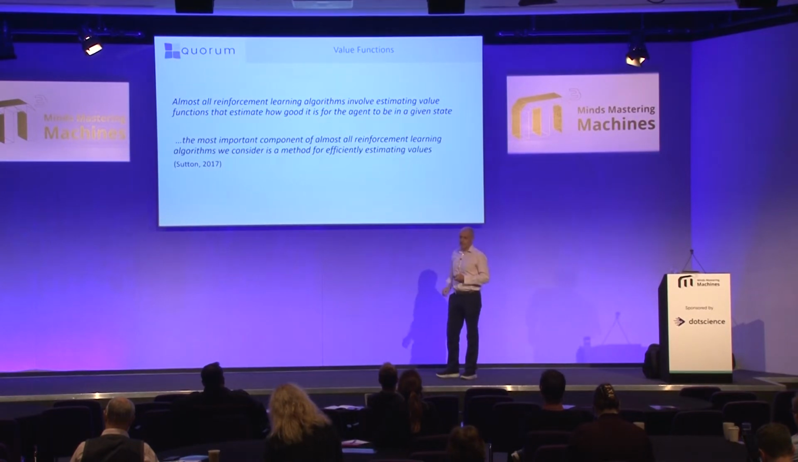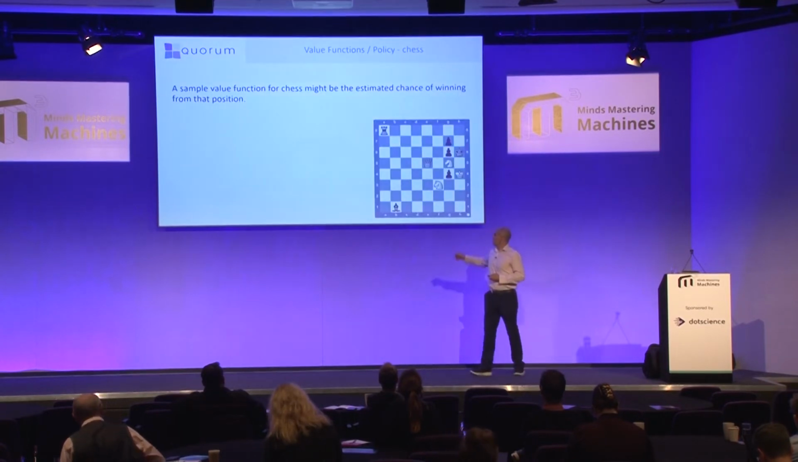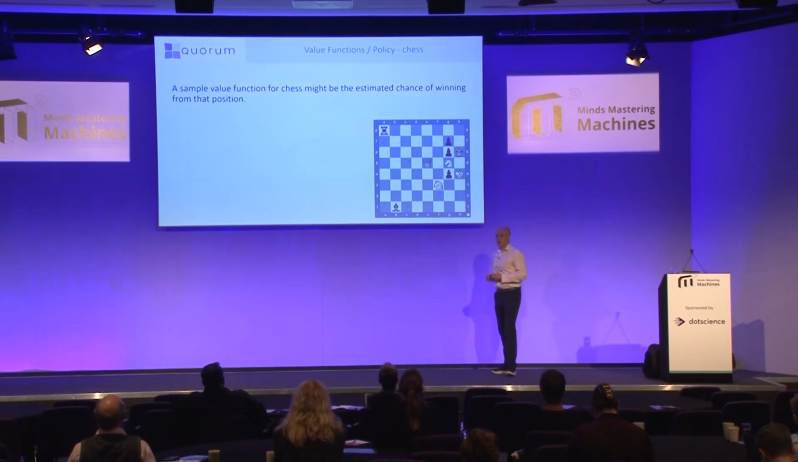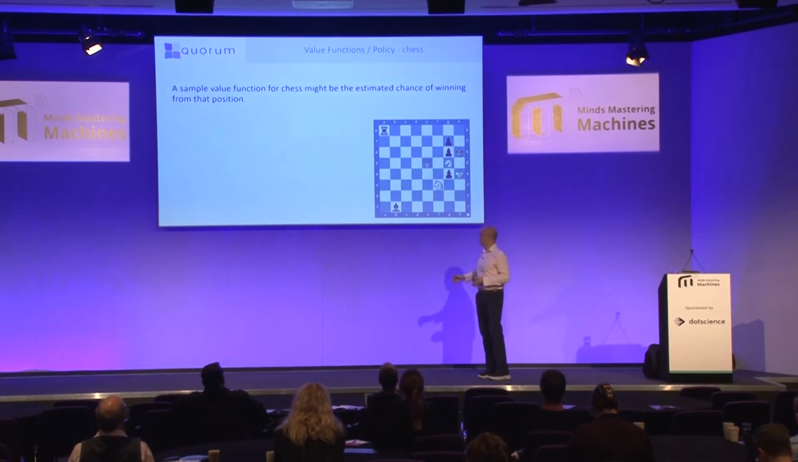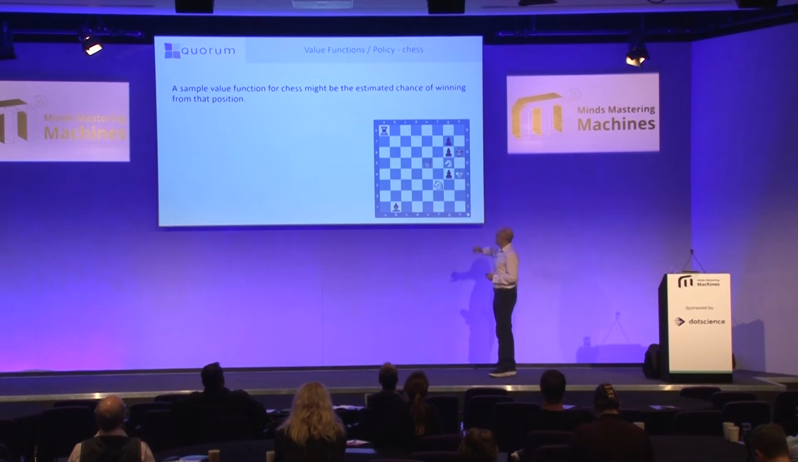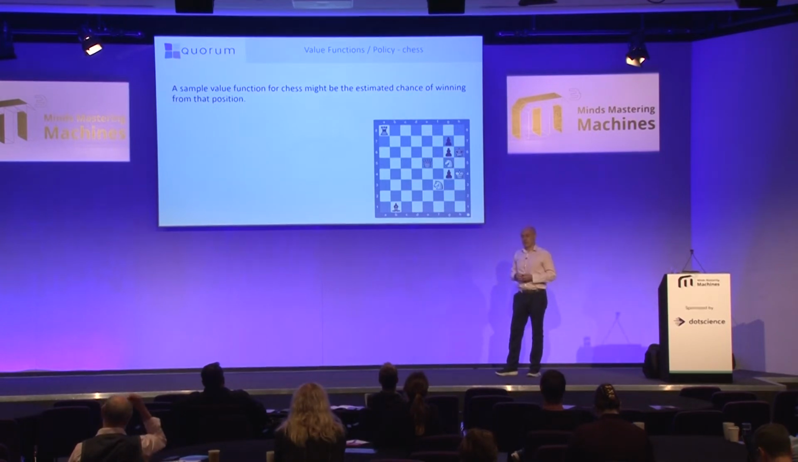So why is that the most important part of a reinforcement learning algorithm? Well, let's say in a chess game, you have a value function that says how good a particular position is. So I'm not a chess expert, but this position looks pretty good for white. I might say from here, I've got an 80% chance of winning the game.